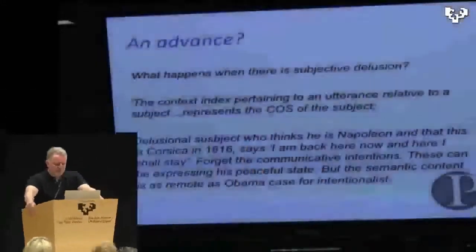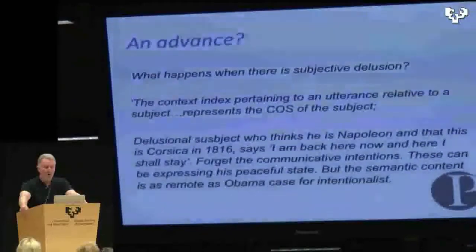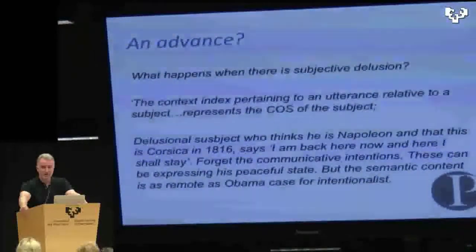Well, what happens where there is subjective delusion? Well, remember, this is a direct quote from Jonas: the context index pertaining to an utterance relative to a subject represents the conception of the situation of the subject, right?